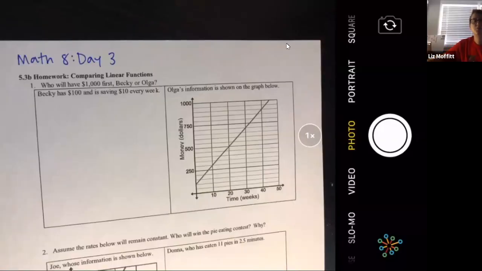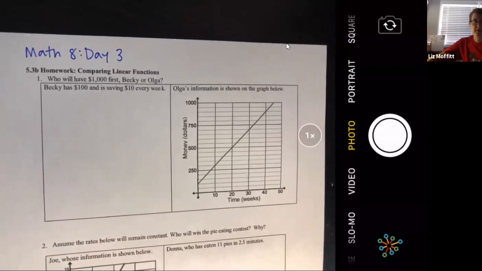This video is the problem of the day for 8th grade math. This is our third packet and it's day 3 of our third packet. And in this section of the packet, we're going to be comparing linear functions. We're going to do the first problem together as this problem of the day.